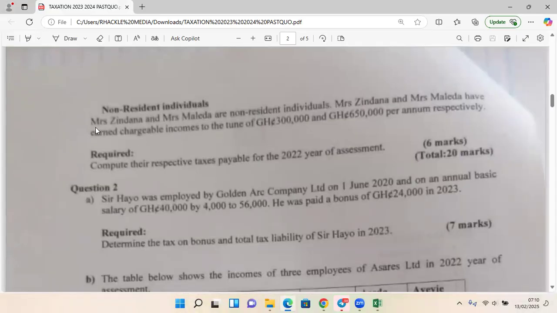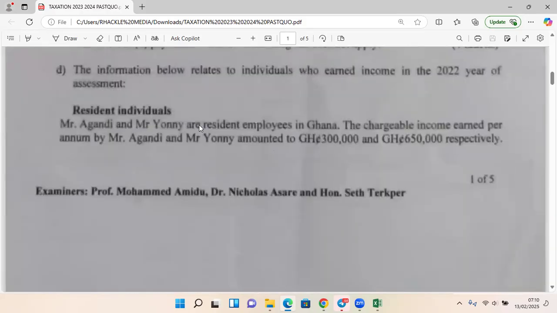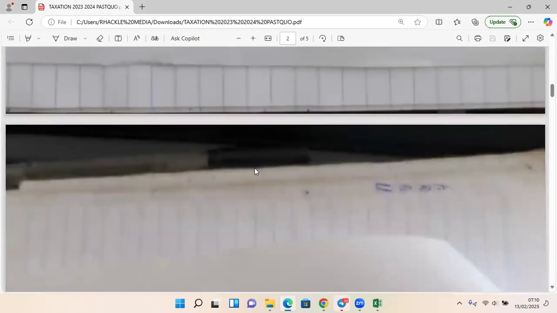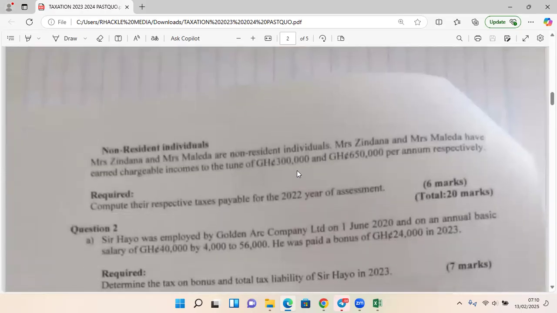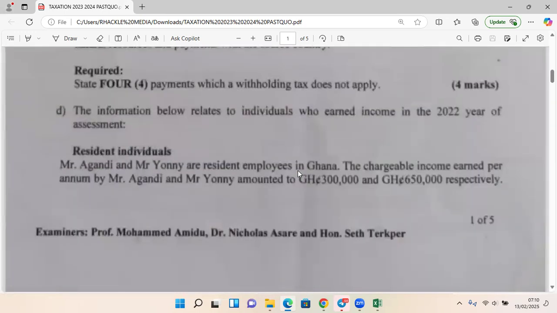And then we also have Miss Zidana and Miss Maleba. These are non-resident individuals. They have earned chargeable incomes to the tune of 300,000 and 650,000 per annum respectively. So the clue here is that when anyone is an individual person, we normally use the graduated tax schedule. But if the person is a non-resident, we apply a flat 25% tax rate on them.